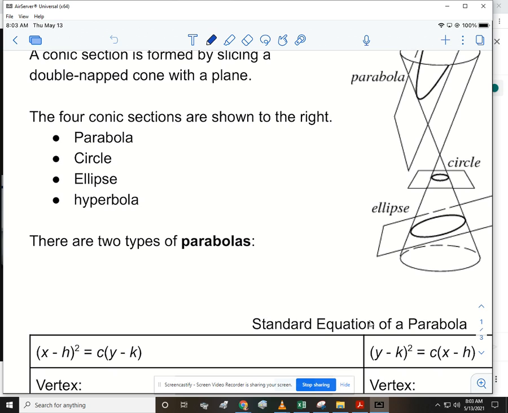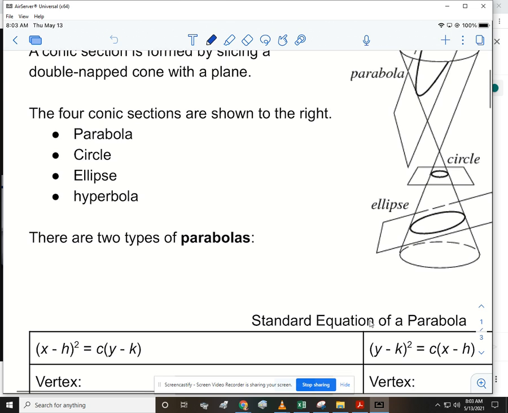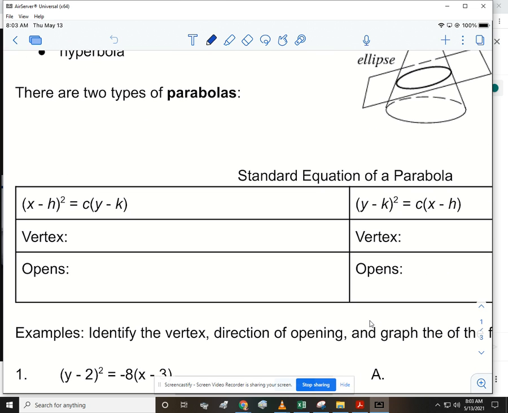Now, we talked about parabolas already when we were talking about quadratic functions. This is going to be a slightly different form. It's still a parabola just like before, but it's going to be written in a different way. The two types of parabolas are vertically opening, and horizontally opening.